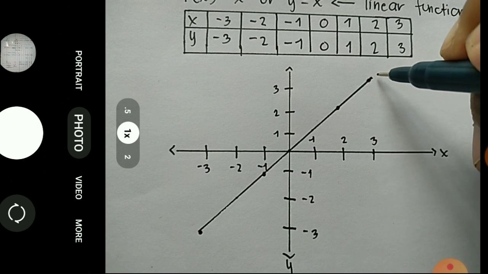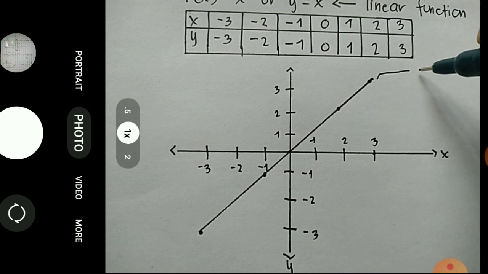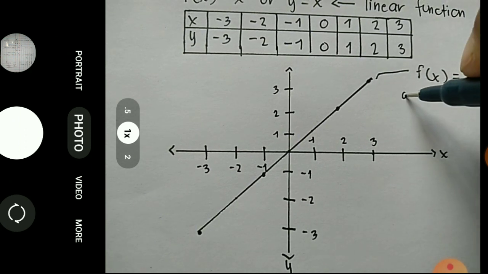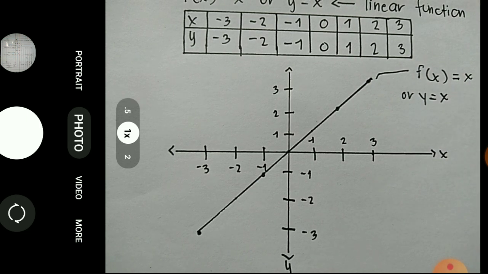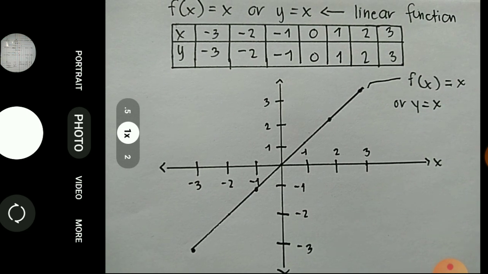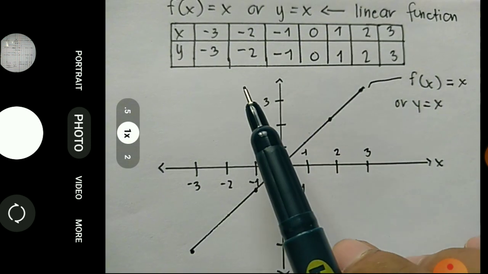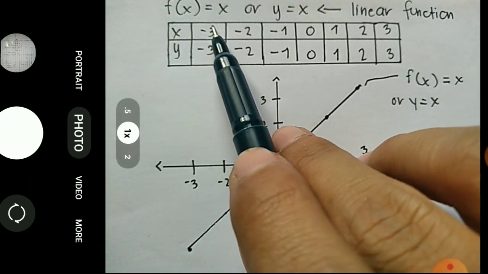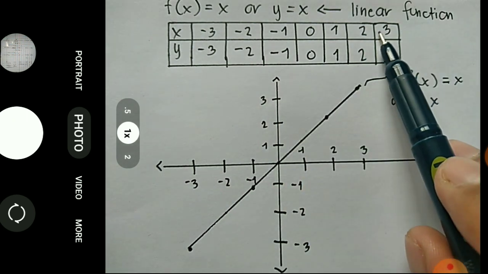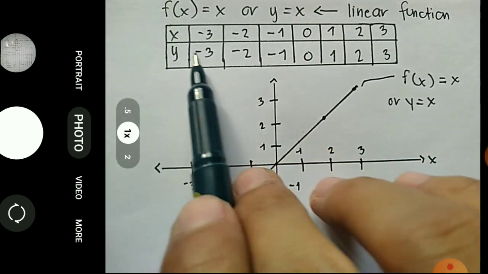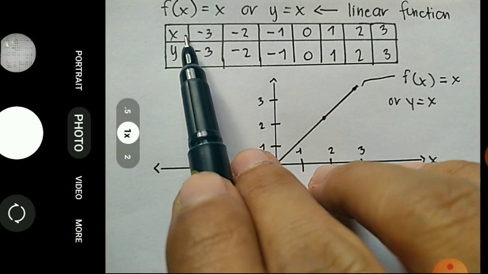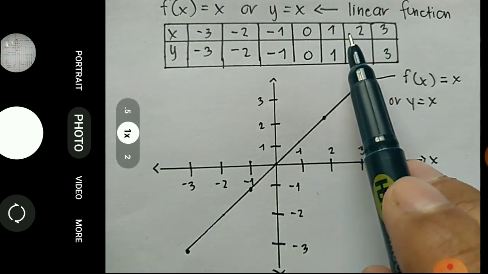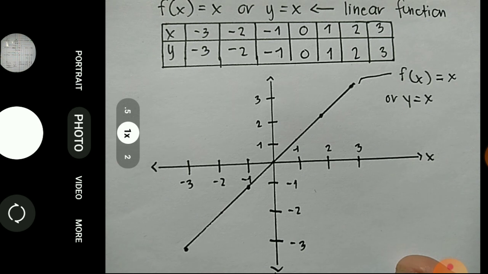This graph is a graph of the equation f of x is equal to x, or y is equal to x. So that is how you graph a function. All you need to do is assign values for your x, starting from negative to positive. You just follow this method: assign values for your x and get the value of your y. We will proceed to another example.